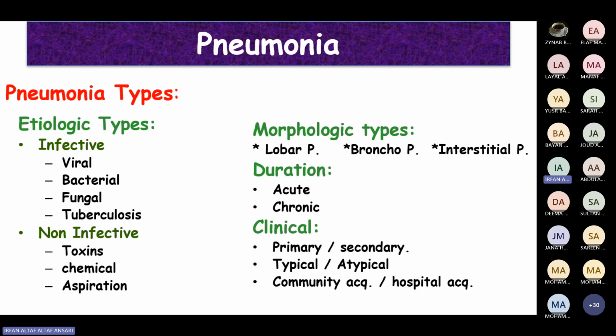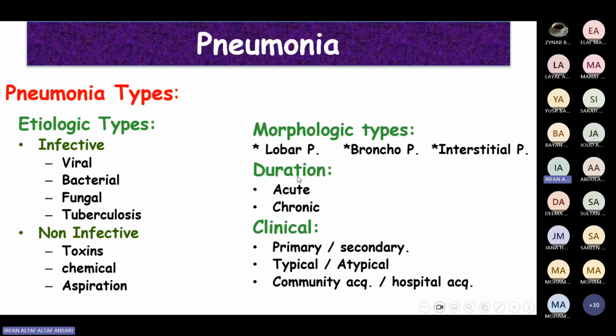Then pathological and morphological type. If the entire lobe of the lung is affected, we call it lobar pneumonia. If multiple areas surrounding the tracheobronchial tree are affected, we call it bronchopneumonia. And if the interstitium of the lung is affected more than the alveoli, we call it interstitial pneumonia.